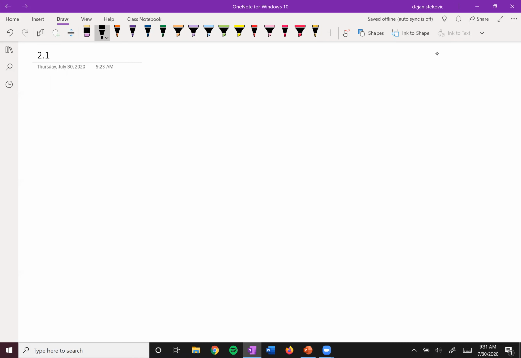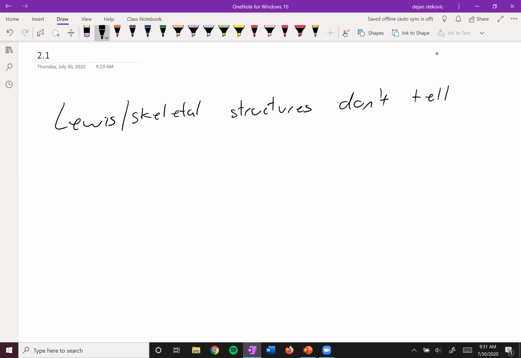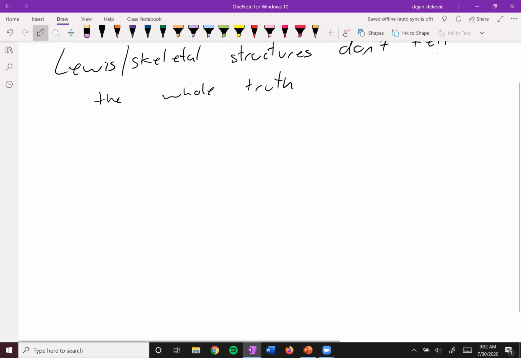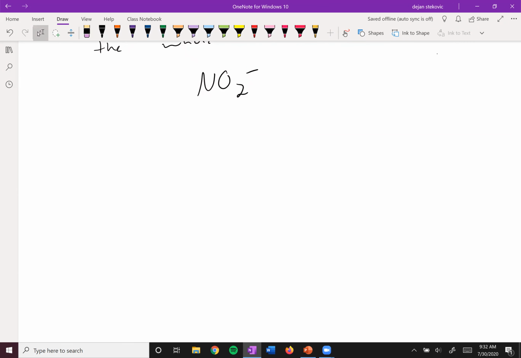All right, so we learned how to draw skeletal structures and how to envision them in three-dimensional space. However, Lewis and even skeletal structures don't tell the whole truth about a molecule. So let's take a look at an example of this from Gen Chem: nitrite, NO2 minus. If you were to draw the Lewis structure for nitrite, this is what you might end up with.